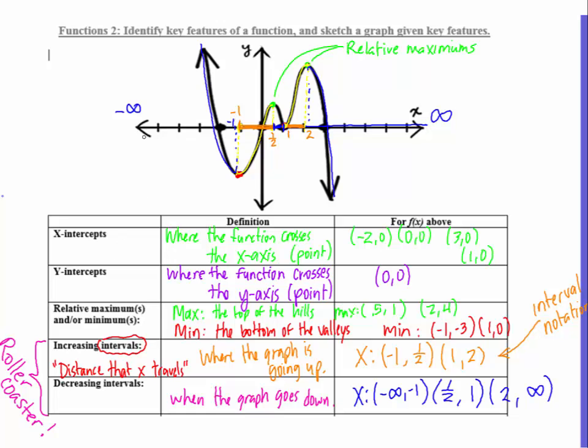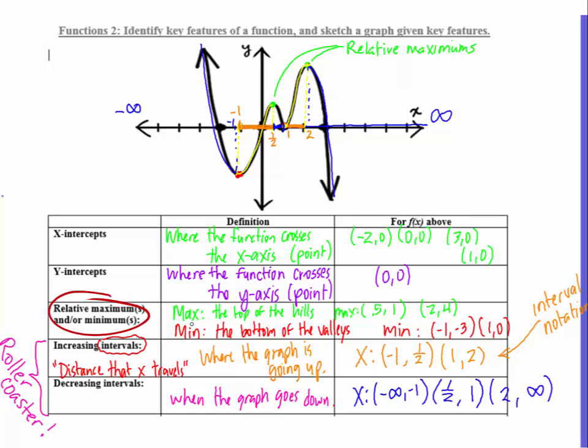And all that is where the function crosses the x-axis at these points and where the function might cross the y-axis. Now, one thing that you might have noticed, maybe not, is that you will only ever have one y-intercept, but you can have multiple x-intercepts. That has to do with the definition of what a function really is, and we'll get to that a little bit later.